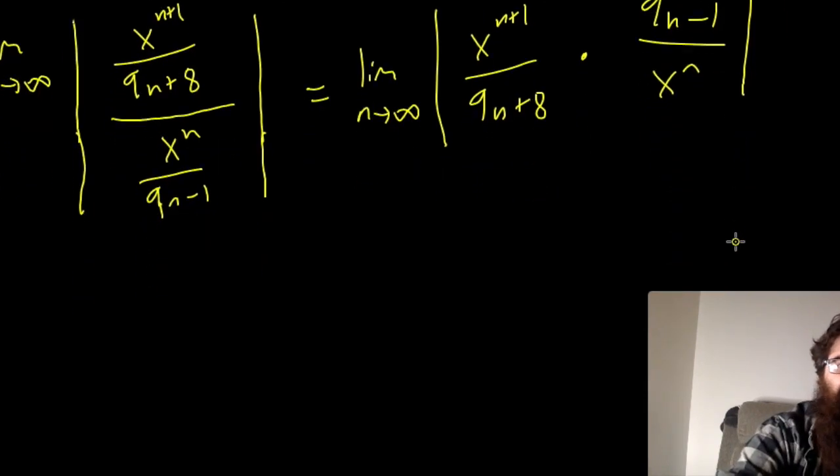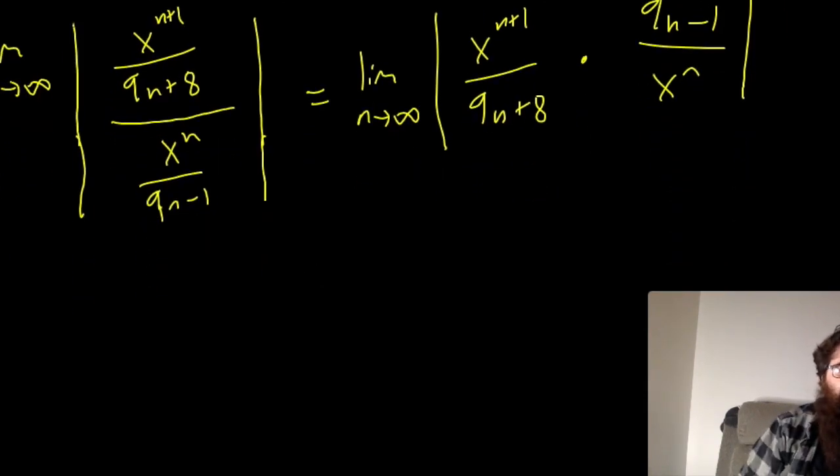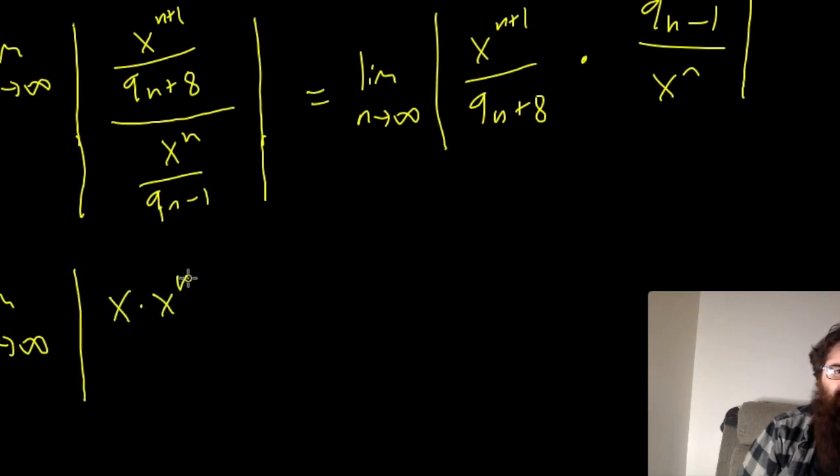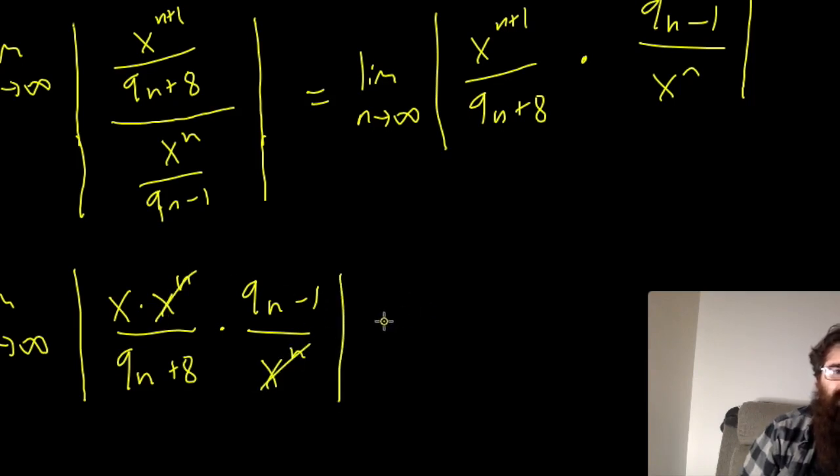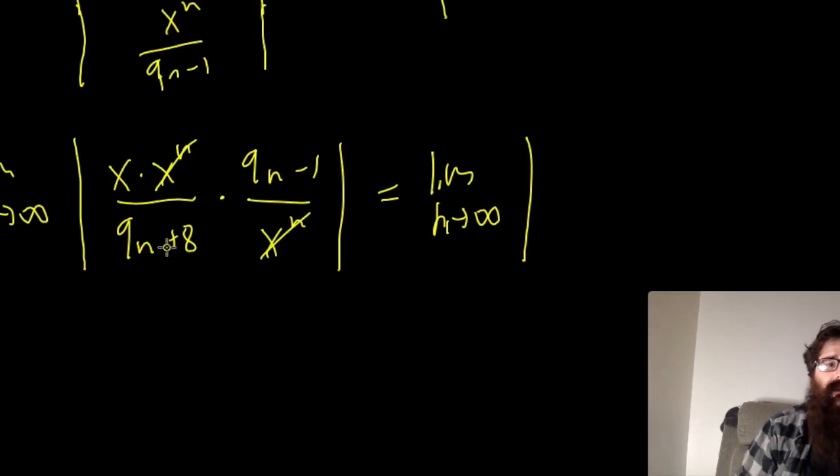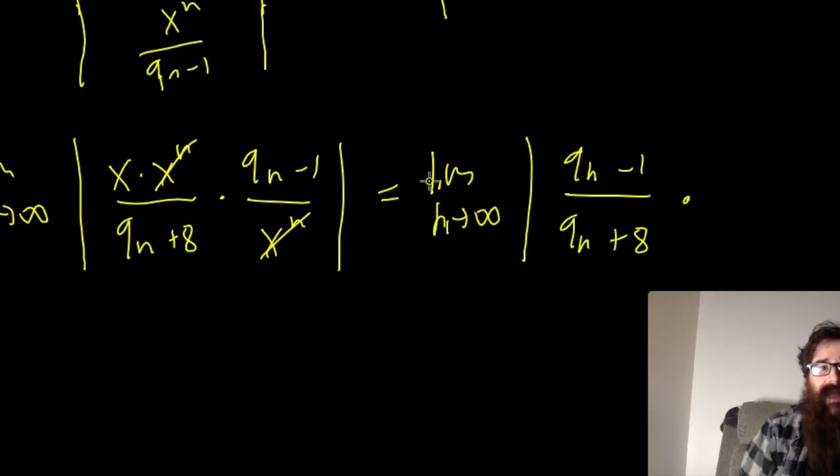And we'd like to clean this up. So let's see what we can do with this from here. So we have the limit as n goes to infinity, absolute value of, now I can break up x to the n plus 1 as x times x to the n divided by 9n plus 8, and then times, I'll leave this alone, the 9n minus 1 over x to the n. But I see that the x to the n on top and bottom is going to cancel. So I get the limit as n goes to infinity, the absolute value of, and here I'm going to put the n terms at the beginning, so that's 9n minus 1 over 9n plus 8, and then times x.